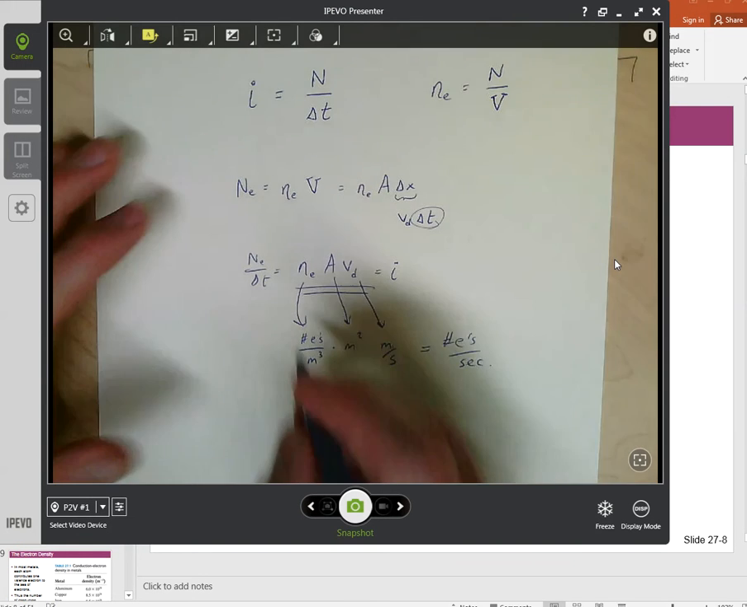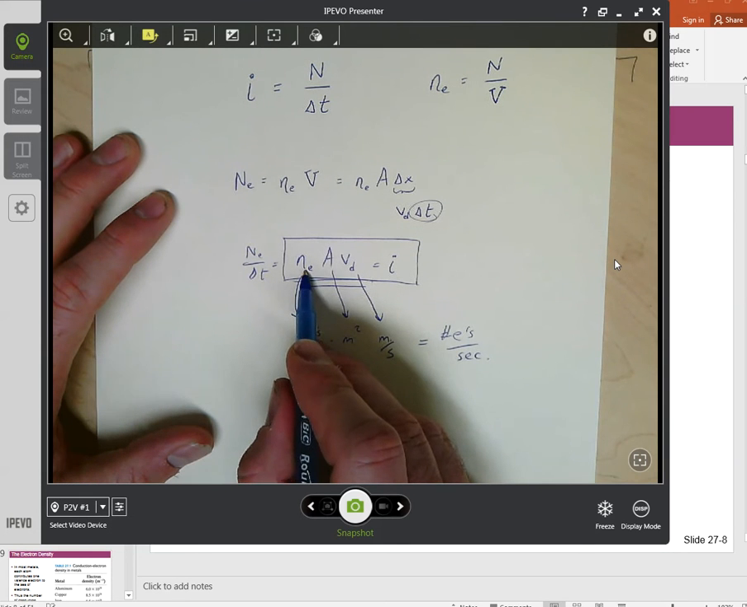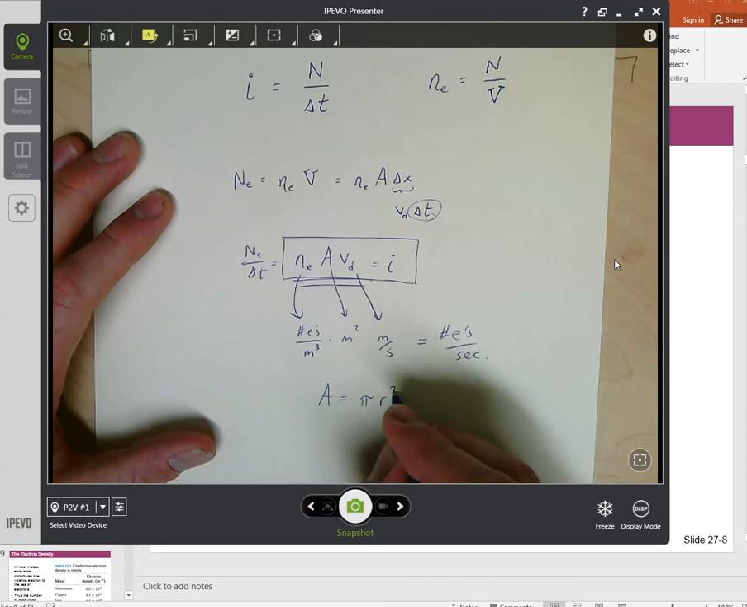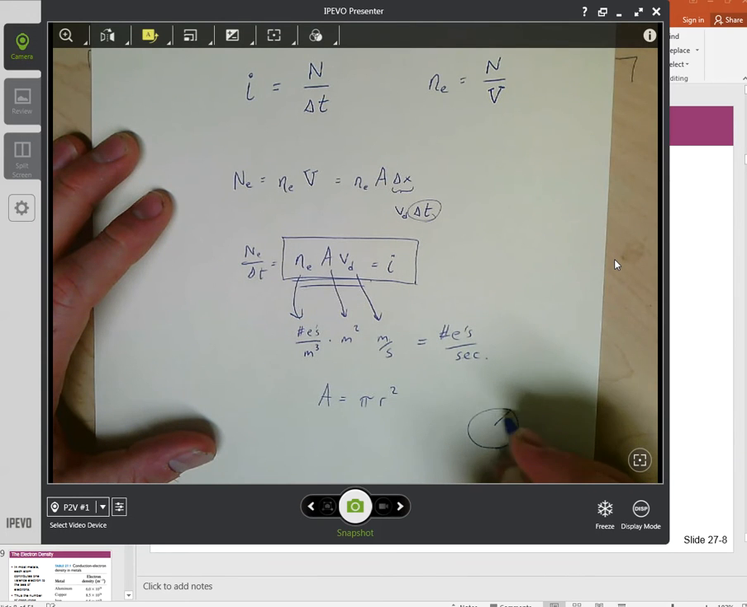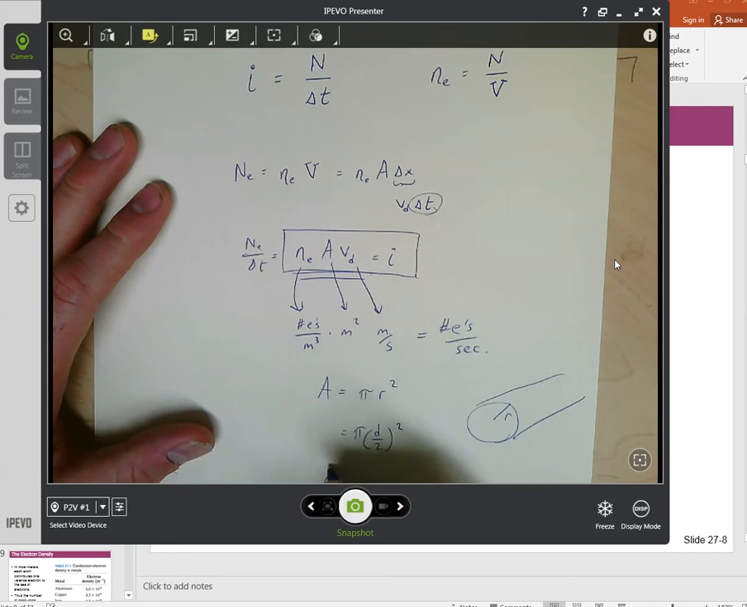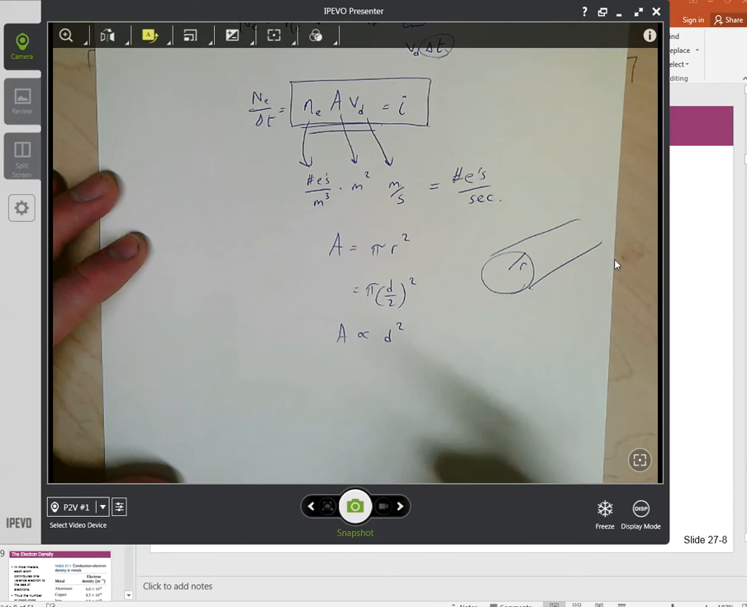I can see here that the current is proportional to the electron density, area, and the drift velocity. That's the average speed of an electron. And you can see that the area, well, you can think of it as pi r squared. Maybe this is the radius here of the wire, right? Or you can think of it as pi times d over 2 squared. In any case, area is proportional to d squared. This is this law of scaling that we're going to be using quite a bit actually to make arguments.